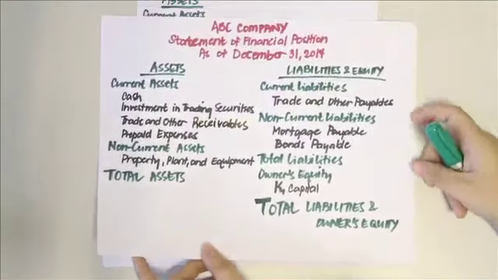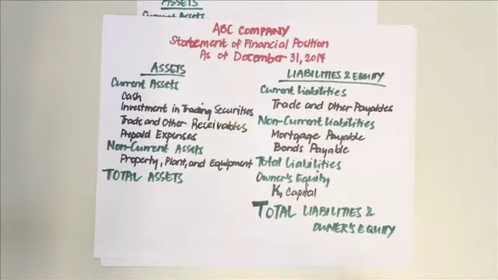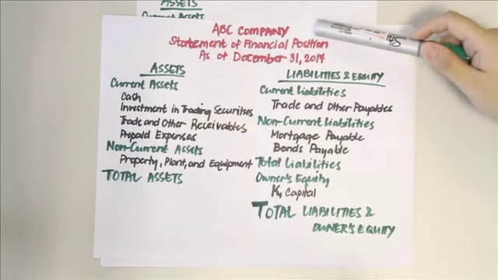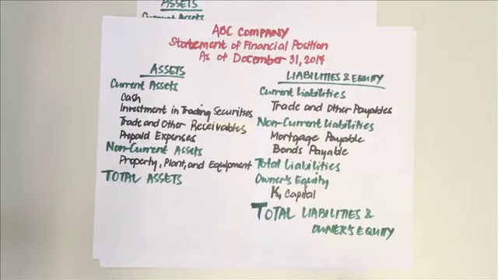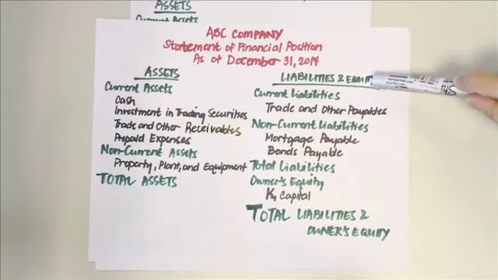And next, we have the account form. So again, you have the same heading. You have the name of the company, the type of report, and the date. But now the only difference would be you have the assets on the left side, while you have the liabilities and owner's equity on the right side. So they're placed side by side.